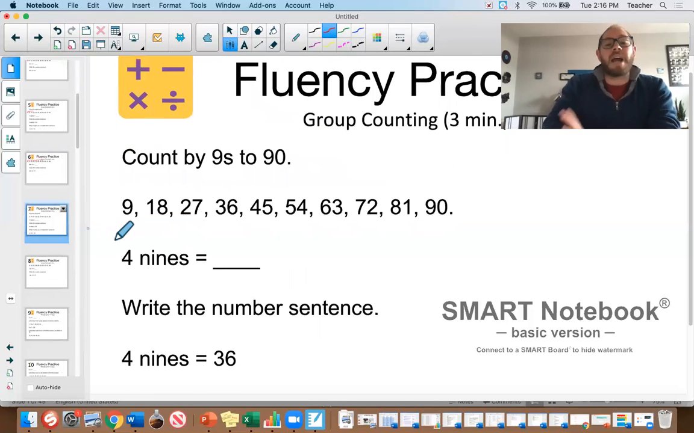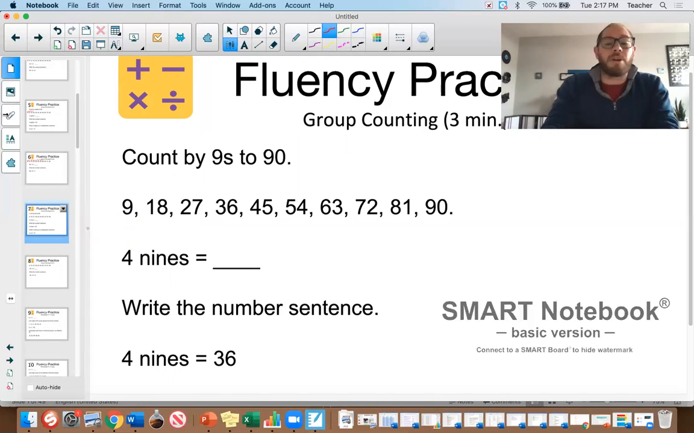They want us to count by 9s. So I've got my math hands ready. Please count with me. 0, 9, 18, 27, 36, 45, 54, 63, 72, 81, 90. And let's count backwards. 90, 81, 72, 63, 54, 45, 36, 27, 18, 9, 0.